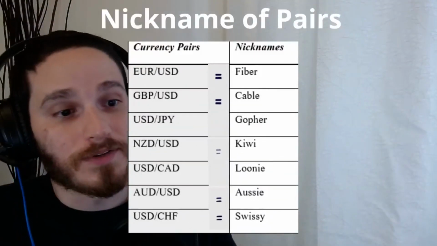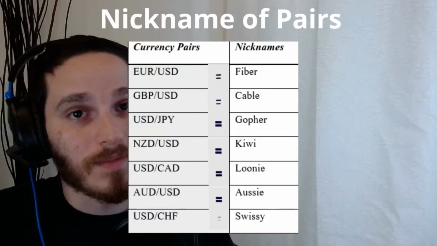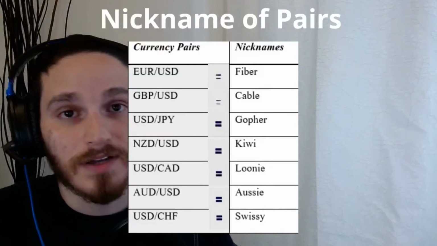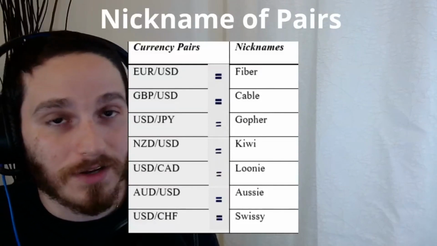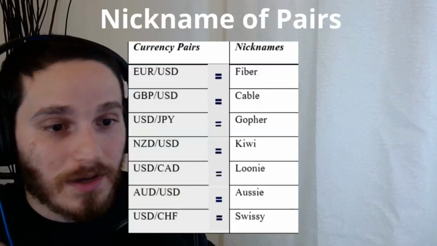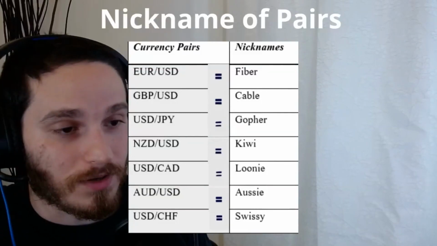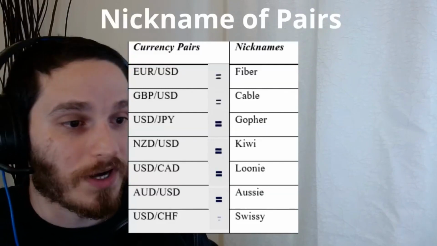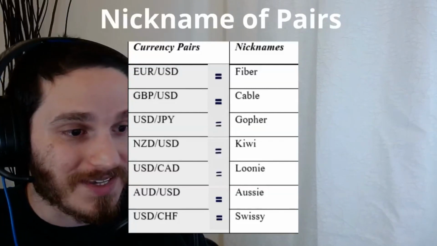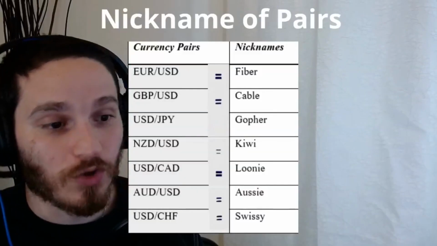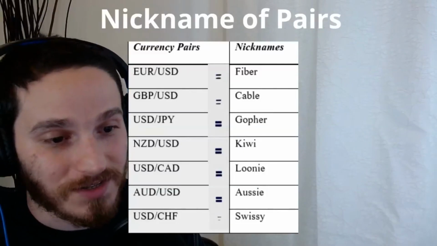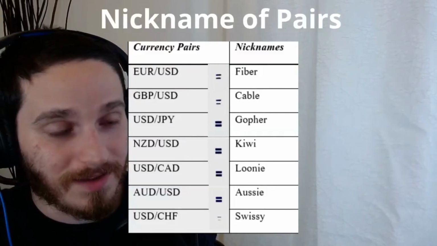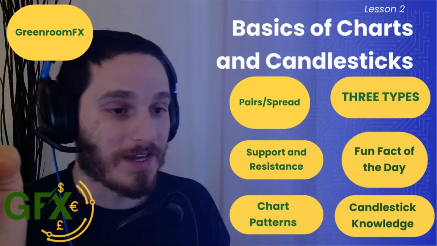I don't know if you guys heard about this, but each pair actually has a nickname. And if you go on Bloomberg, on CNN, all these professional business channels, they might be using these words a lot. It's better that you're acquainted with them. You can take a screenshot and memorize these if you want. So Euro USD is fiber, GBP USD is cable, USD JPY is gopher, NZD USD is kiwi, USD CAD is loony, AUD USD is Aussie, and USD CHF is Swissy. Now let's get back and continue our journey, guys.